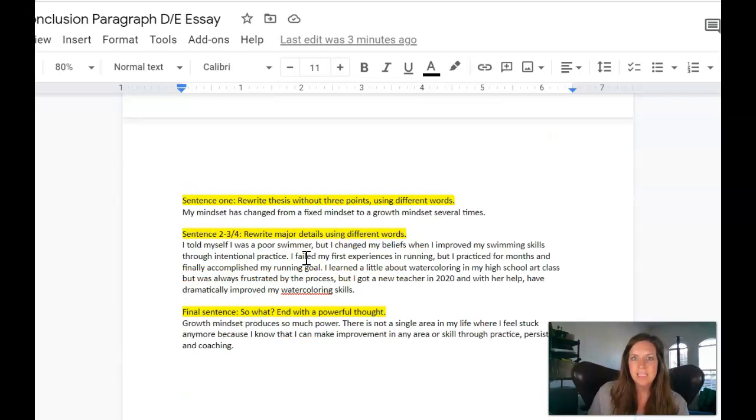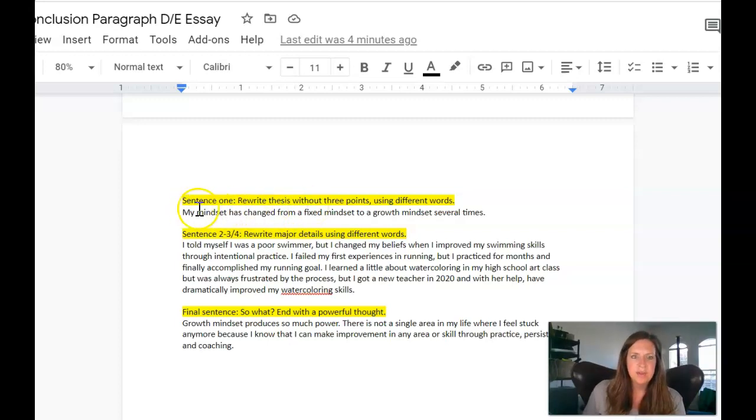Here is my conclusion paragraph. Again, it's broken up into three different sections. So the first sentence of my conclusion paragraph, I'm going to rewrite my thesis without the three points, just what's the main idea, right? And if you think back to my intro paragraph, my thesis statement was that my mindset has changed from fixed to growth mindset. And then I gave those three areas. I think I said developed, or I used a different word than changed.